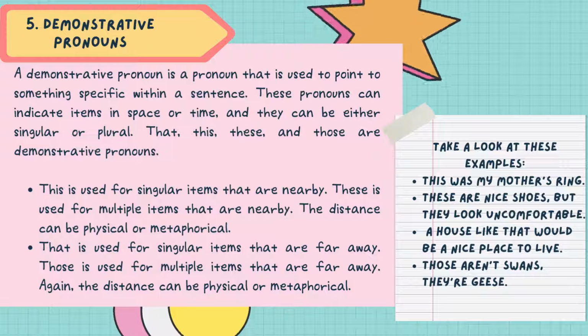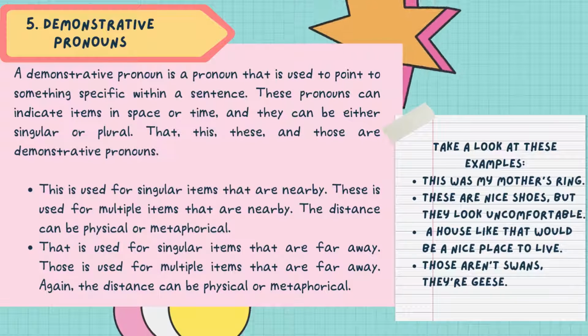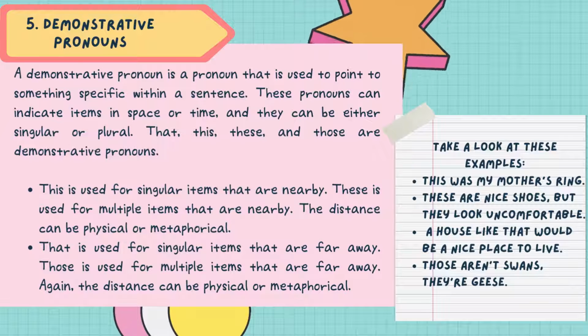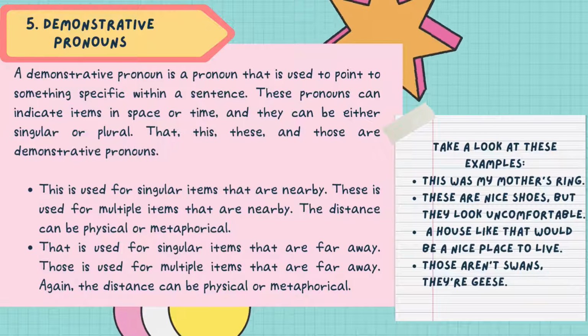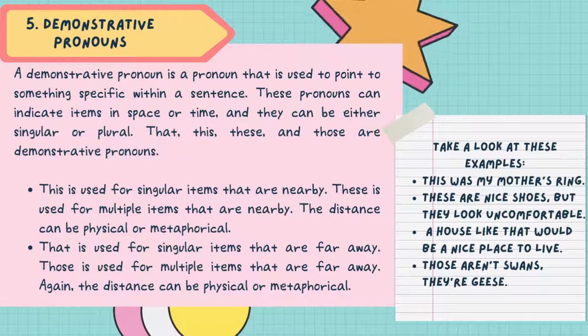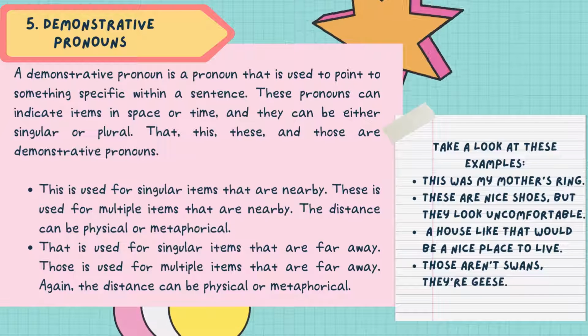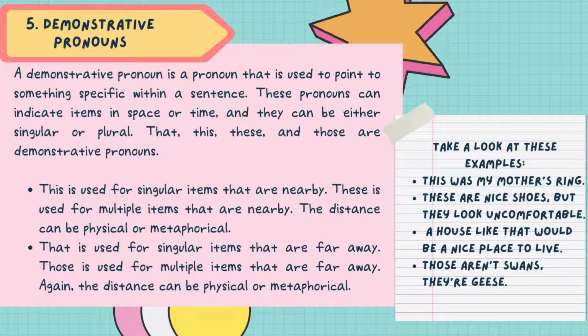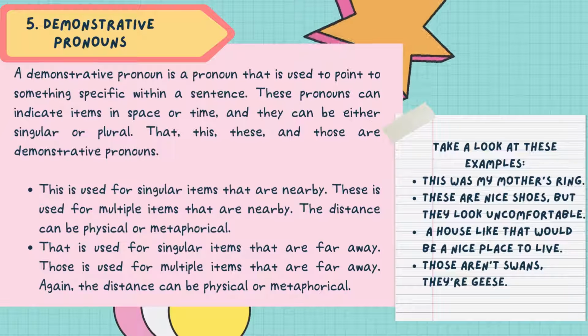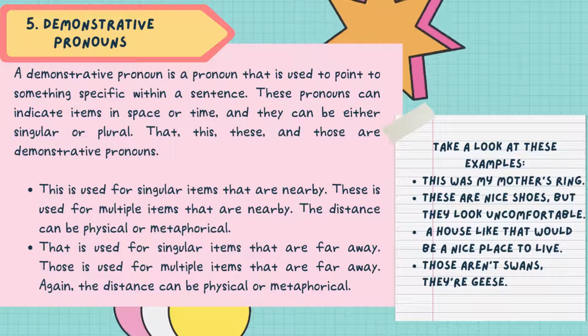Number 5. Demonstrative pronouns. A demonstrative pronoun is a pronoun that is used to point to something specific within a sentence. These pronouns can indicate items in space or time, and they can be either singular or plural. That, this, these, and those are demonstrative pronouns.